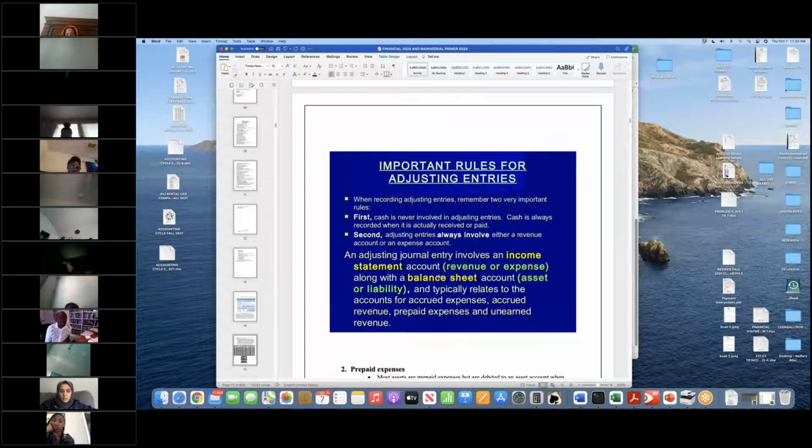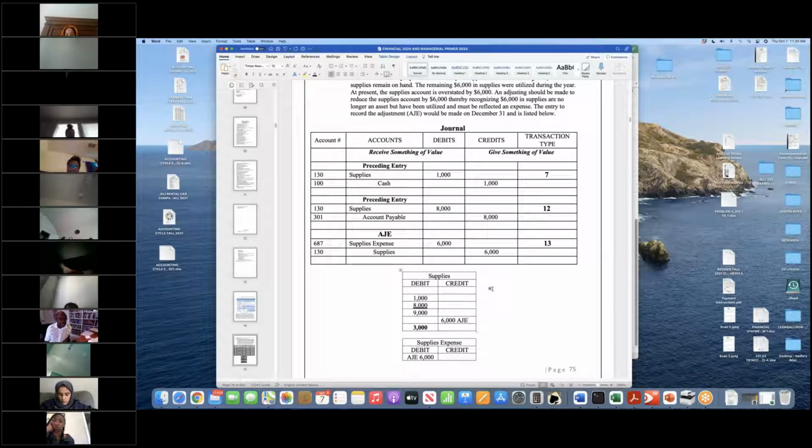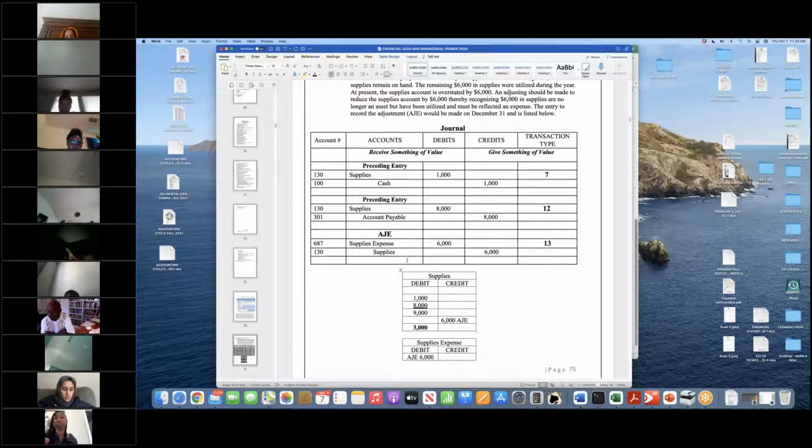And the second part of it, it has to involve an income statement account and a balance sheet account. What's the income statement account in this AJE? What is the income statement account? Then I've got two accounts, supplies expense and supplies. Which one is an income statement account and which one is a balance sheet account? Supplies expense is on the income statement, and supplies is the balance sheet. That's correct.